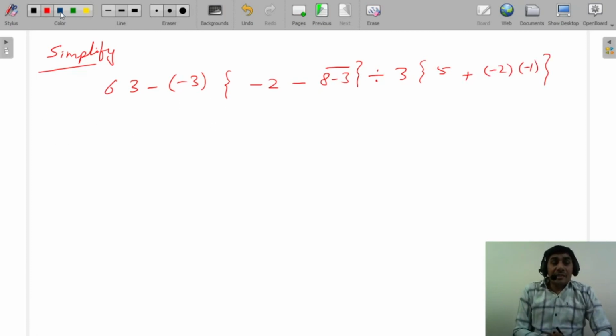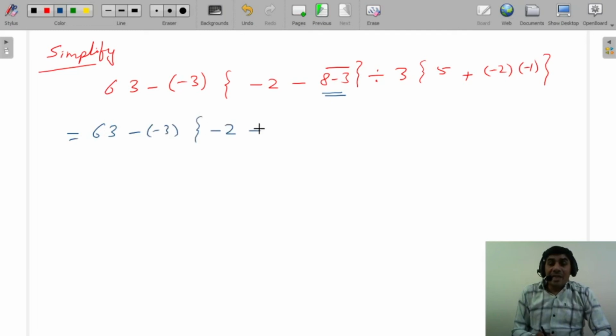In this expression, the first bar appears, the vinculum. So we have to solve this, which is equal to 63 minus minus 3 curly bracket minus 2 minus 8 minus 3 is 5. Divide by 3 curly bracket 5 plus minus 2 into minus 1 curly bracket closed.